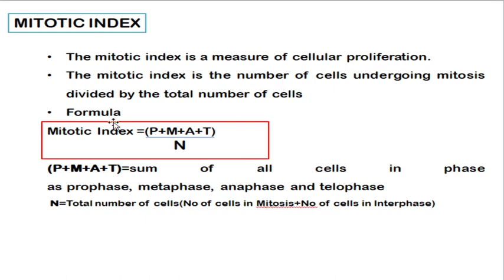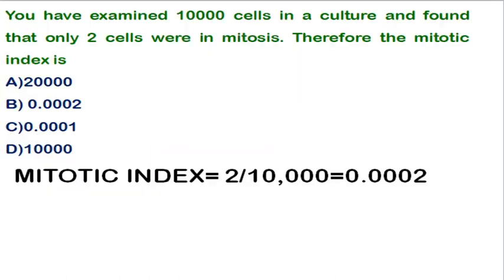How will you calculate mitotic index? Mitotic index is equal to the total number of cells undergoing mitosis, that is, the total number of cells in prophase, metaphase, anaphase, telophase, divided by N. N means the total number of cells. How will you calculate N? It is the number of cells in mitosis plus the number of cells in interphase. The mitotic index for cancerous cells will be very high. At the same time, for those cells that are undergoing a process of rigorous division, the mitotic index will also be very high.